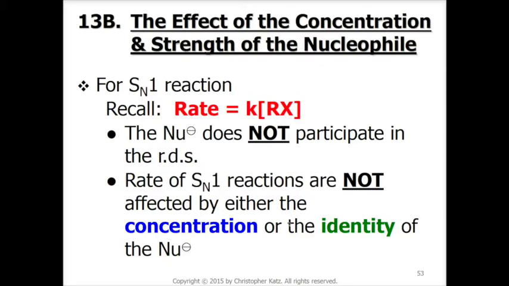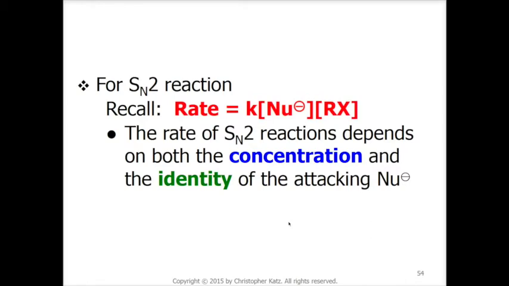So the effect of the concentration and the strength of the nucleophile for an SN1 reaction: the rate will depend just on the substrate concentration itself. The nucleophile concentration does not participate in the rate determining step. The rate of an SN1 reaction is not affected by either the concentration or the identity of the nucleophile. So don't worry about the nucleophile. Just worry about the concentration of your substrate, the thing that's acted upon, the electrophile. For an SN2 reaction, of course, the rate depends on both the nucleophile and substrate concentration, as we talked about before. Hence the 2 in the SN2. It's a bimolecular nucleophilic substitution.